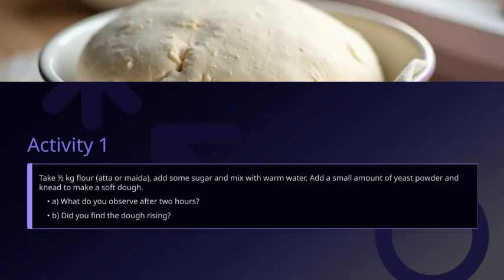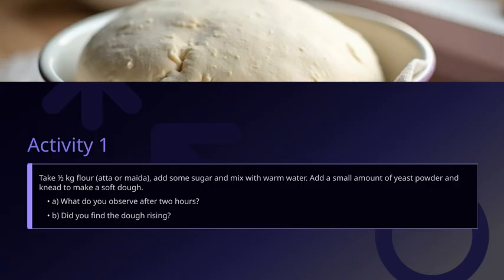Let's look at Activity 1. First, take half a kilogram of flour, whether it's atta or maida, and add a little sugar. Mix this together with warm water to help activate the ingredients. Then, add a small amount of yeast powder. Knead everything together until you get a soft, pliable dough.